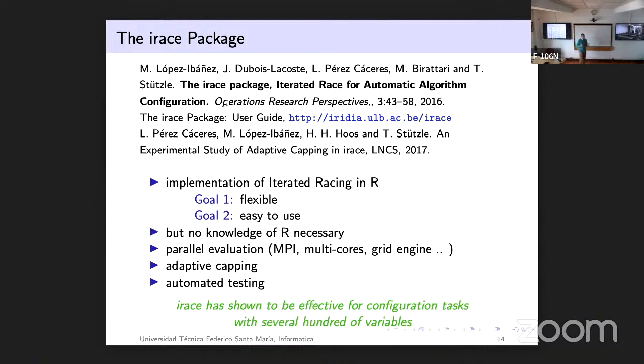It has parallel evaluation through R, adaptive capping for the time-varying case, which is very good, and also testing and so on. And irace has been shown to be effective for configuration tasks with several hundred variables.